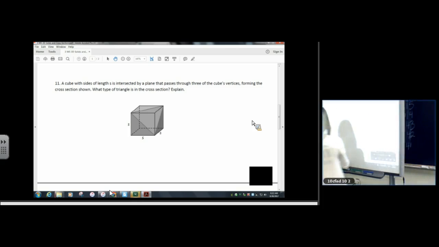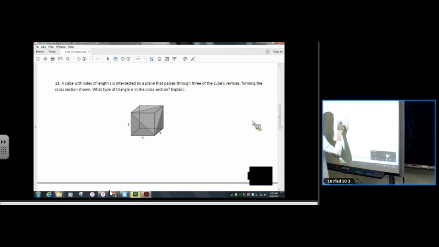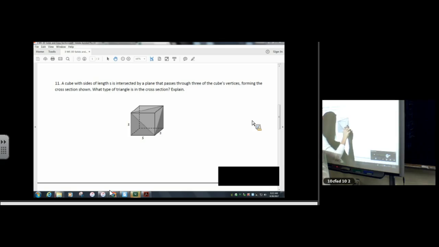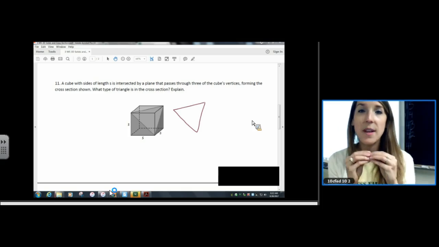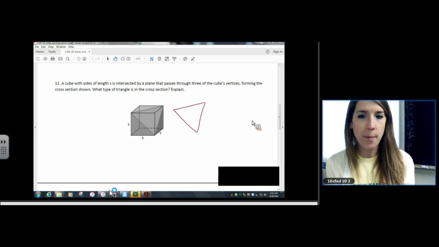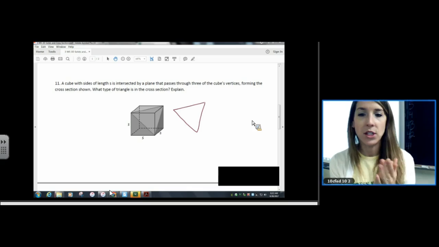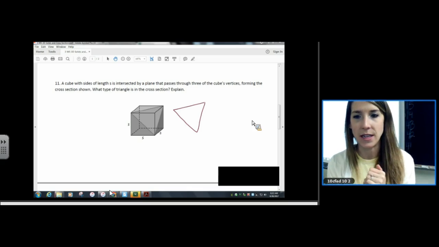So when the plane cuts through the cube, this is called a cross-section. Remember, a cross-section is a two-dimensional figure. It's usually a polygon, but not always. It's a two-dimensional figure formed when a plane intersects a 3D solid.